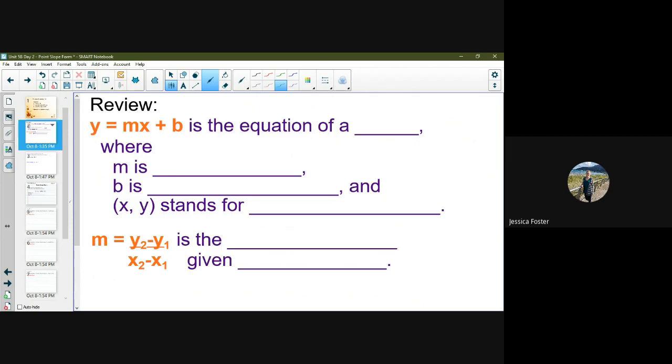All right, so from last Friday, y equals mx plus b is the equation of a line or a linear function, where m is the slope, b is our y-intercept, and x, y stands for a point, any other point on the line.